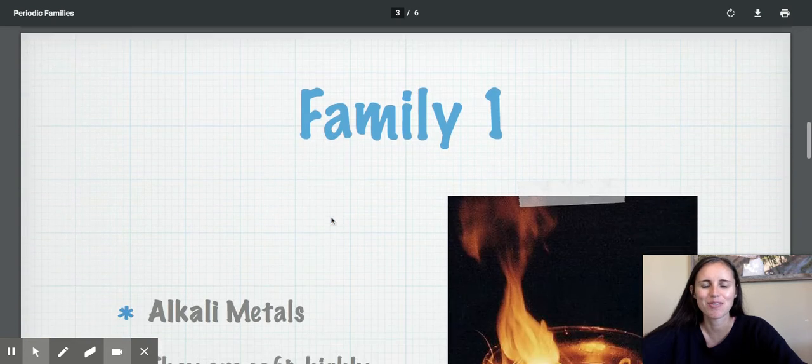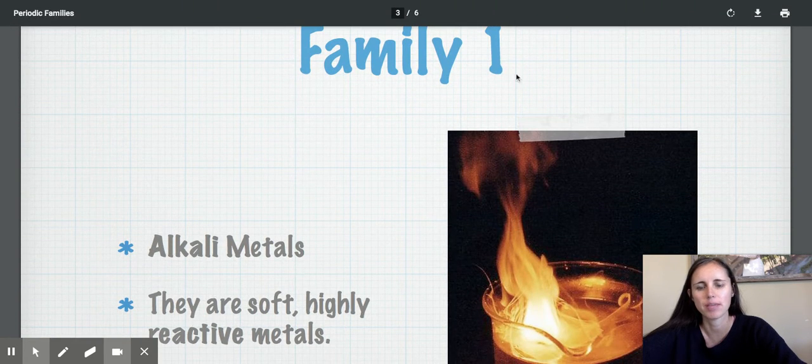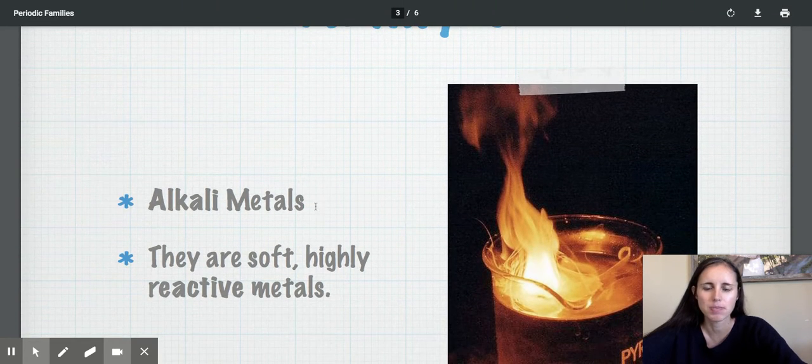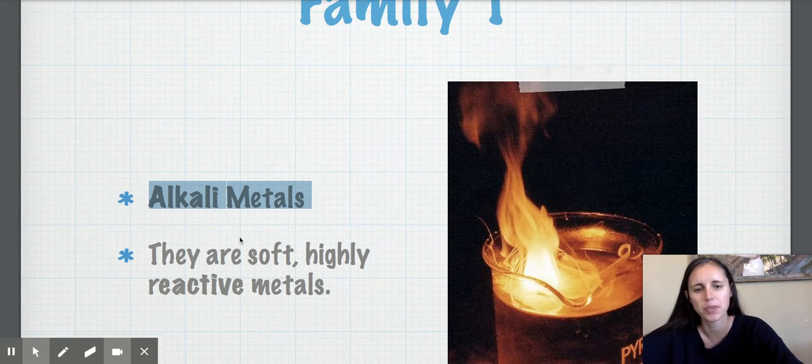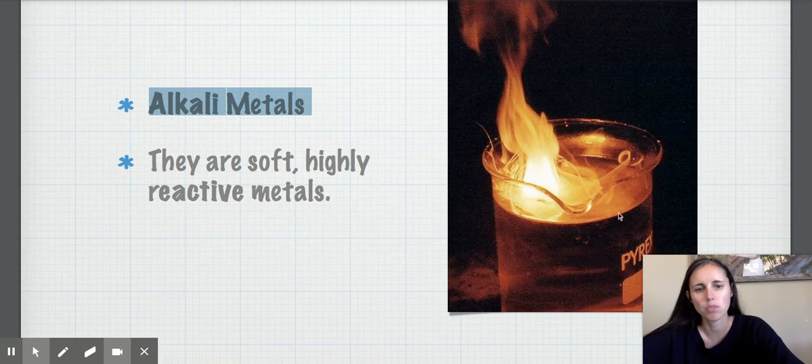Let's take a look at our first family, family number 1. It has a very specific name. This family is our alkali metals. Alkali metals are soft and very highly reactive. That's our lithium, sodium, potassium that I was just talking about. They're so reactive that when you mix them with just water, they'll ignite and catch on fire. Those are the videos that show you the alkali metals igniting and catching on fire.